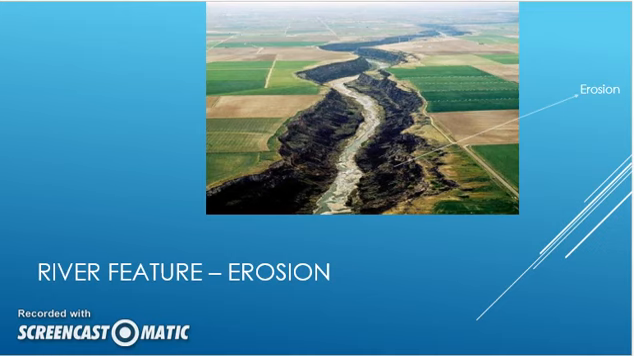River feature, erosion. This is the Snake River and Canyon. You can see here that the cliffs on either side of the river have been eroded and have partially crumbled as a result of this erosion.